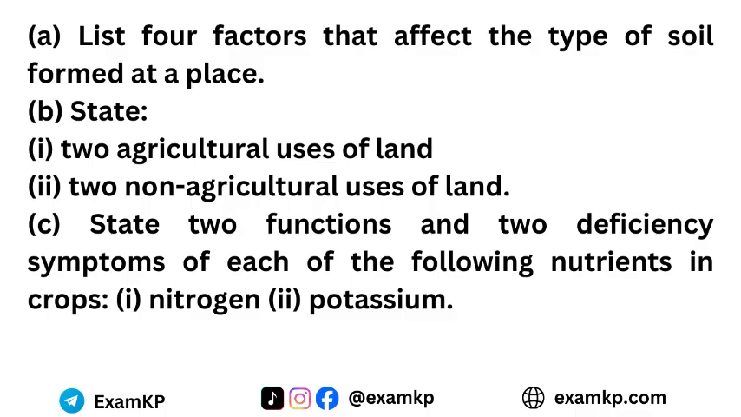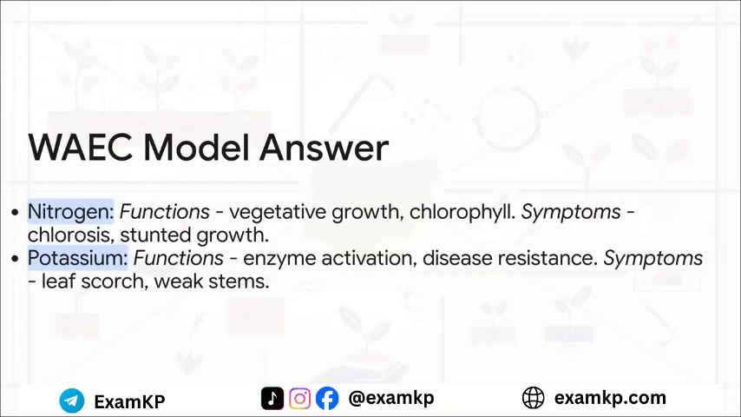Now, look at this model answer. For nitrogen, functions are promoting vegetative growth and forming chlorophyll. Symptoms, chlorosis and stunted growth. For potassium, functions include activating enzymes and resisting diseases. Symptoms, the leaf edges get scorched and the stems are weak. The key takeaway here is to be specific. Don't just write yellowing leaves. Say chlorosis, especially of older leaves. Using the correct technical terms is what gets you the maximum marks.